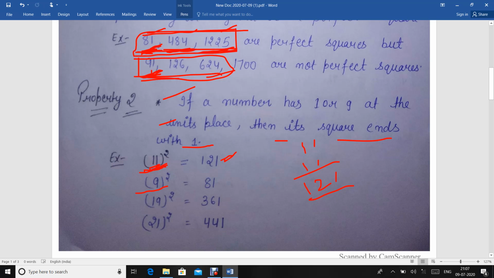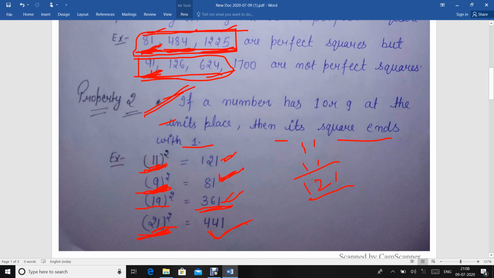Similarly, you know that the square of 9 is 81. Here 9 is at the unit place, and in the answer 1 is in the unit place. Similarly, in 19, 9 is at the unit place, and the square of 19 is 361, which contains 1 at the unit place. The next is 21, and the square of 21 is 441. 21 contains 1 in the unit place, and 441 contains 1 at the unit place.